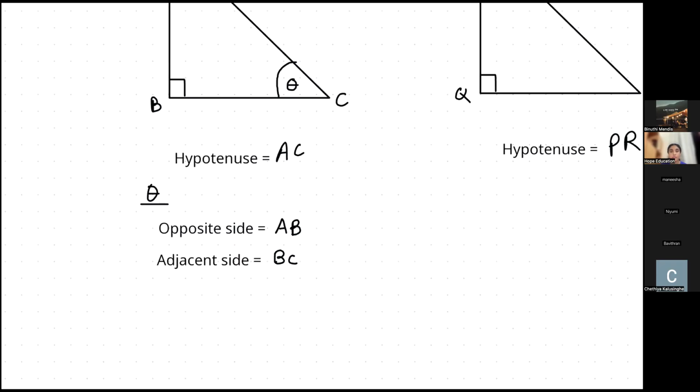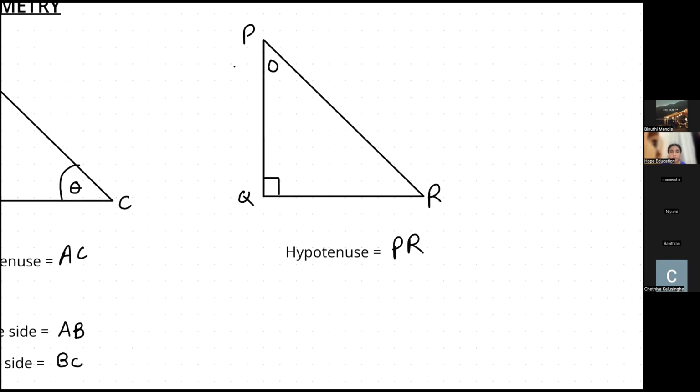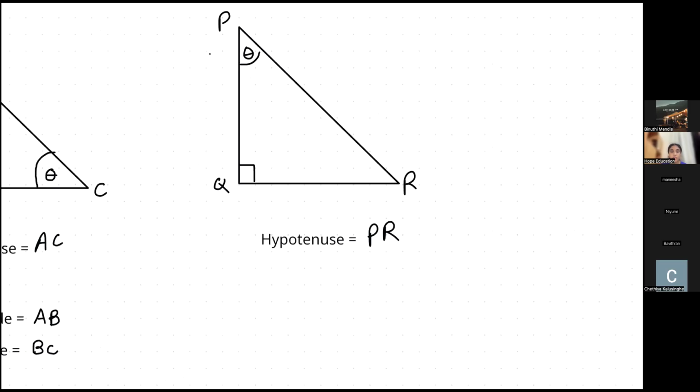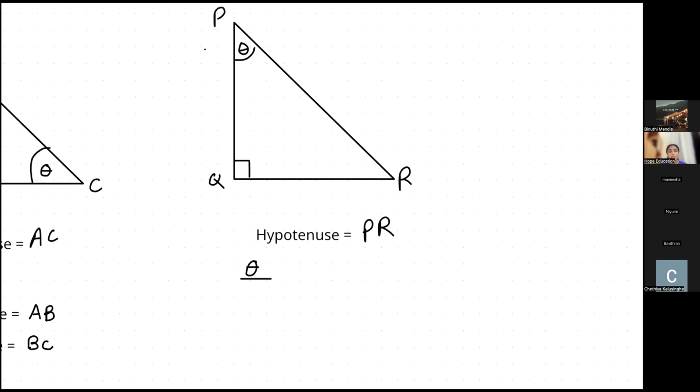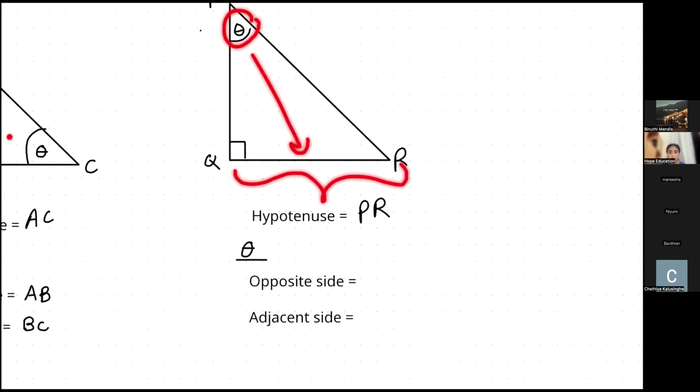Let's go to this triangle. I will label this as theta. So tell me what is the opposite side to theta. Okay. Others? Opposite side. Then make it theta. This is theta. The opposite side is QR, right? So the opposite side should be QR. Yes.